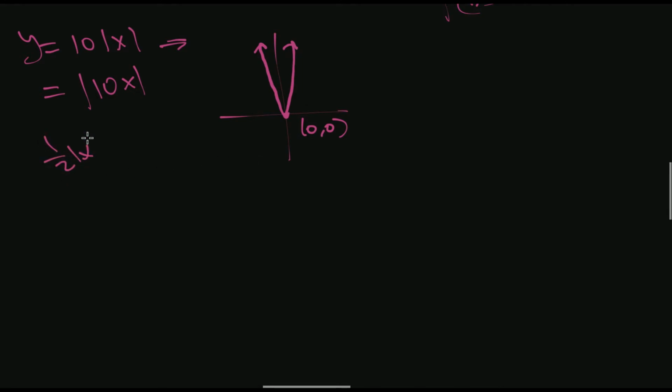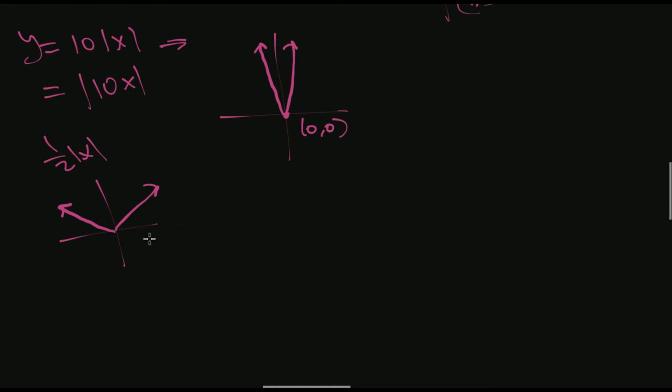Now, if this was 1/2 absolute value of x, then it's going to be a little bit of a wider graph because my values are being cut in half. So my y values are not going to be increasing at the same rate as my x values, because slope is rise over run, and if I have a smaller number in my denominator, I'm increasing in my x faster than I am increasing in my y.